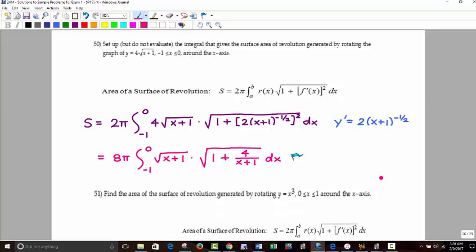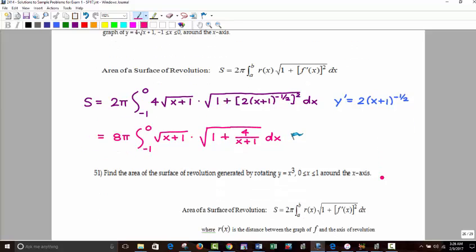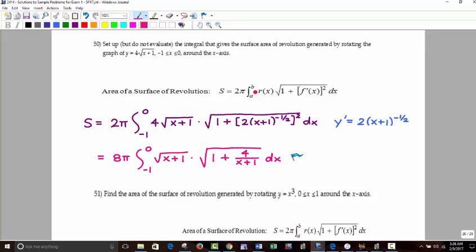This was a setup, but do not evaluate. But it's x-axis, so r of x would be what y is. So it's 4 times the square root of x plus 1, and then you take the derivative. The derivative y prime is 2x plus 1 to the negative 1/2. So I put that in there as a square, and then I squared it out. But we didn't integrate this one, so it ends up being 8 pi. So that's the answer. No integral work necessary.